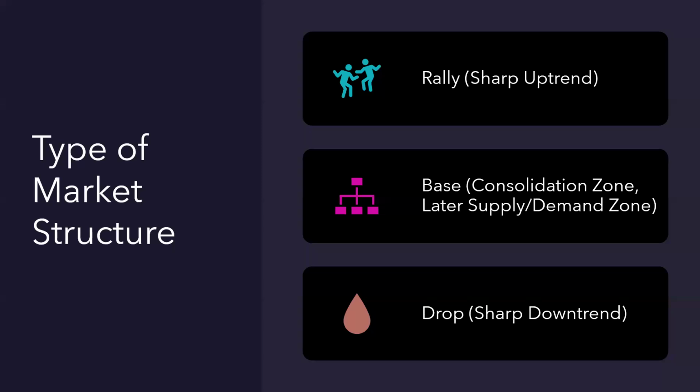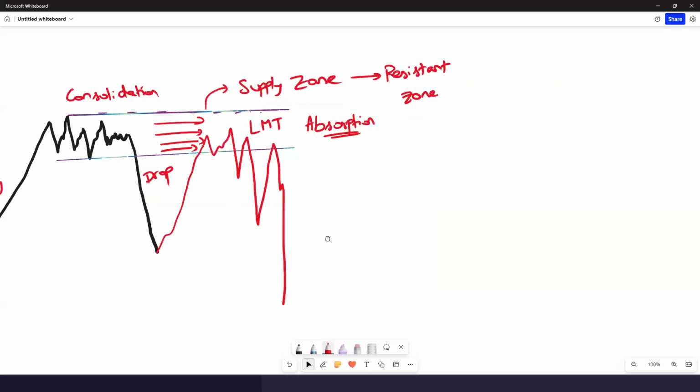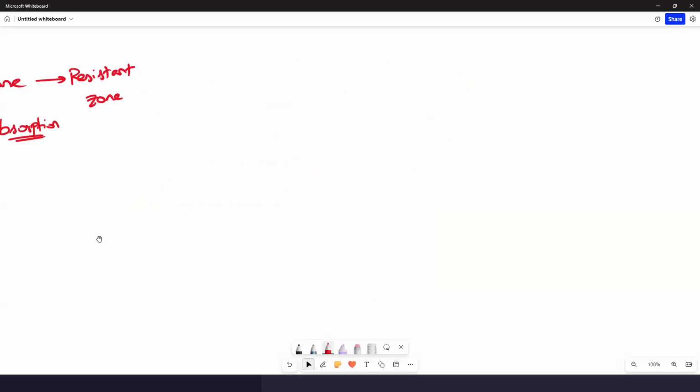For example, in order to give a fair idea of what a rally, base, and drop is, let's take a simple example. I'm going to try to draw a simple example here. Imagine it can be a daily candle, hourly candle, or any time frame, doesn't matter. Let's say I'm having a sharp uptrending candle. Now this candle we can attribute to rally. It's a rally.